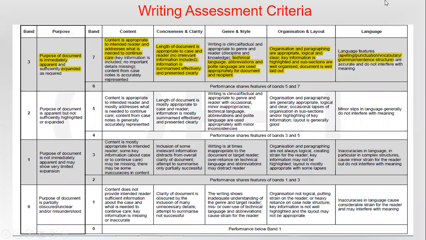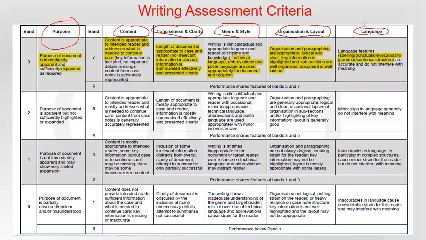The letter that you have written will be assessed by an assessor in Australia according to their assessment criteria. It's essential that your letter has covered the purpose, the content, the conciseness and the clarity of the information that you have selected. Genre and style of your letter is essential, and the organization and the layout of your letter's paragraphs. And lastly, the linguistic features or the language.